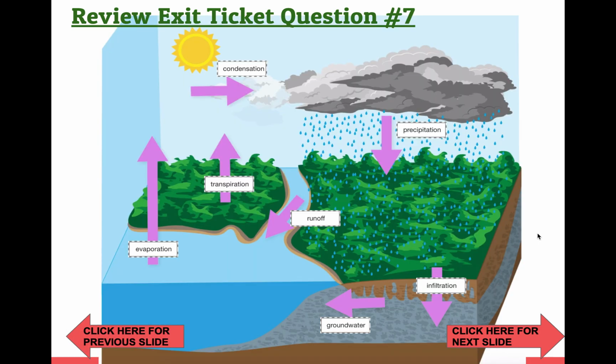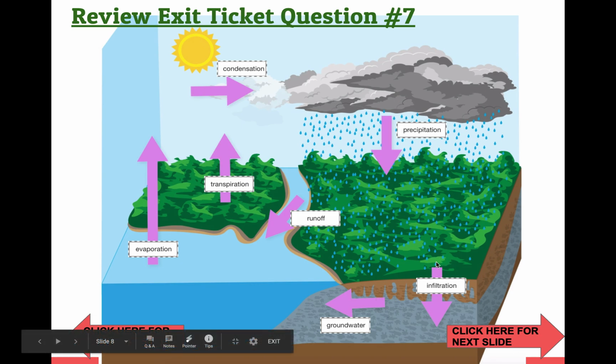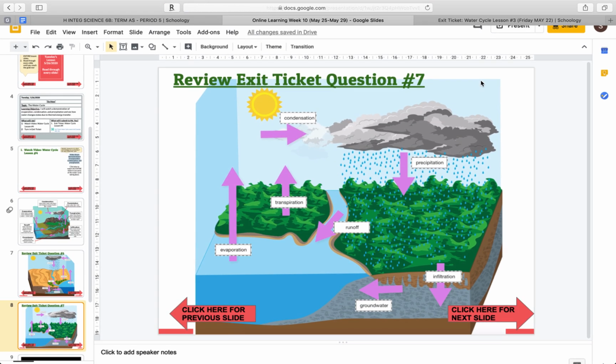And question number 7, same thing, you were supposed to label the arrows. Evaporation, water from the ocean becomes water vapor. Transpiration, water from the plants rises up and evaporates. Condensation, water vapor becomes liquid water and makes a cloud. Precipitation, water falls from the clouds. Runoff, water is flowing through the rivers. Infiltration, water sinks into the soil. Groundwater, water that's underground. So those were the 2 diagrams in our exit ticket.